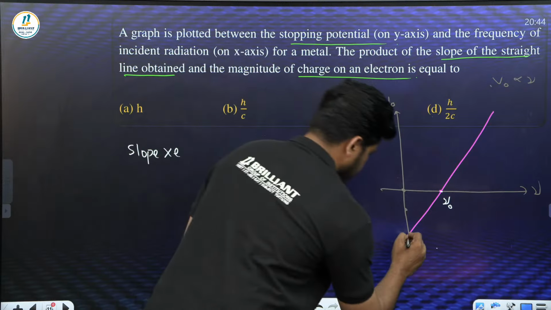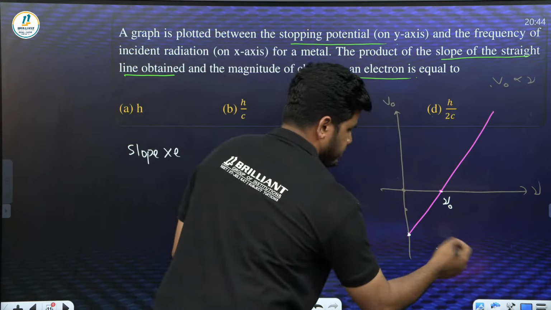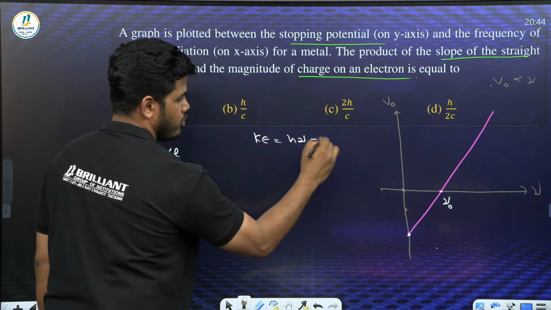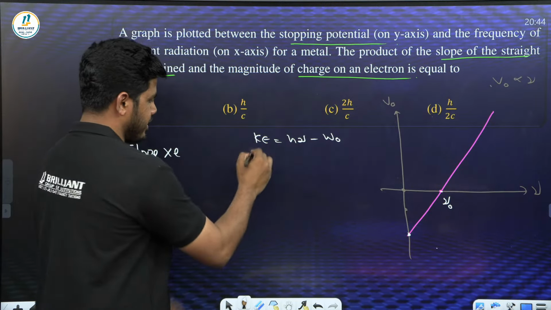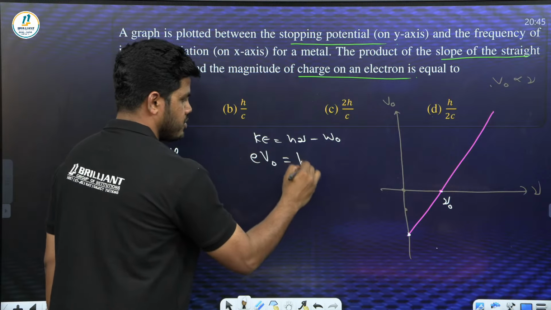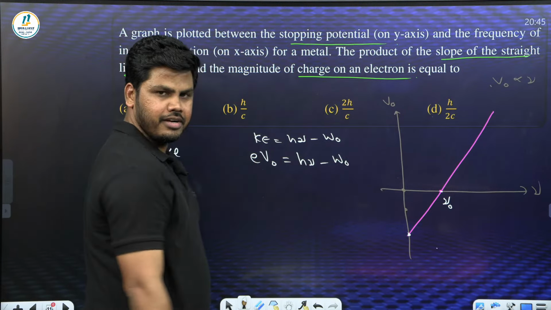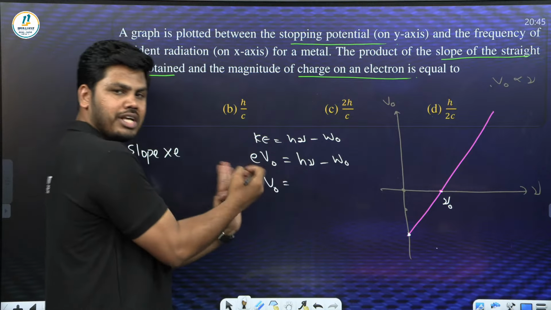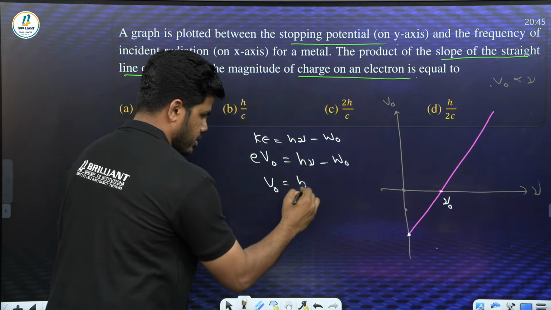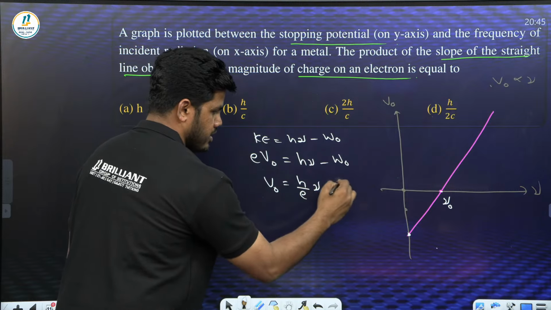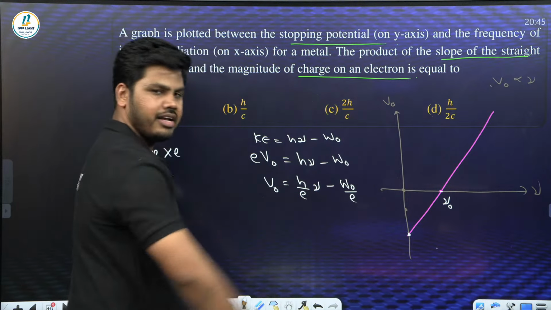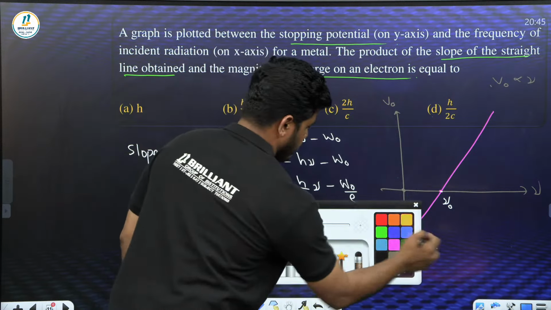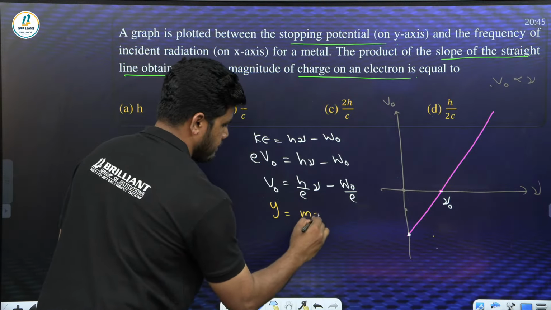Now this equation: we know Einstein's photoelectric equation, kinetic energy is equal to h nu minus work function. We know kinetic energy can be represented as eV naught, which is h nu minus work function, correct? So V naught is equal to, if you want to take V naught alone on the LHS, e is taken to the other side: h by e into frequency minus W naught divided by e. I have taken that e to the RHS, that's it. And this is in the format y is equal to mx plus c.